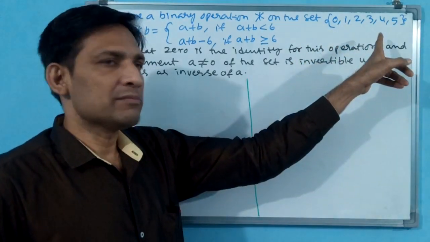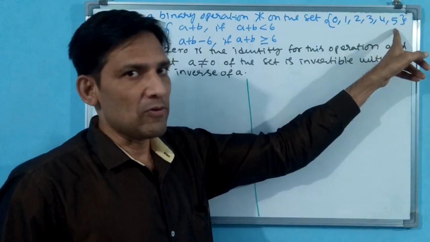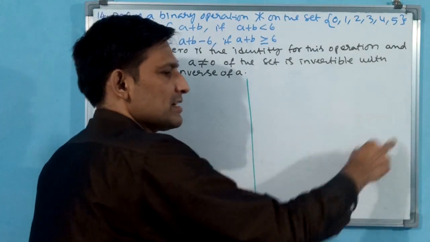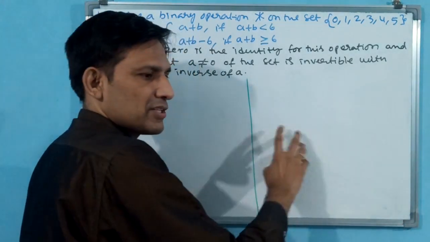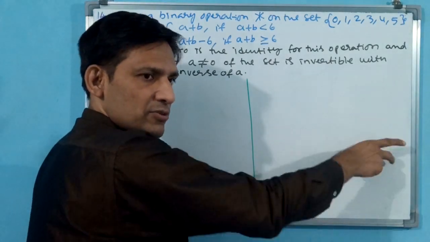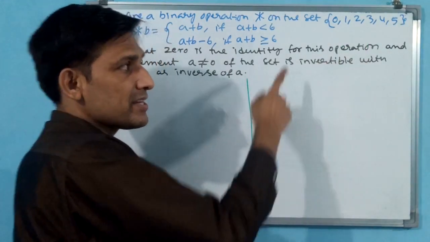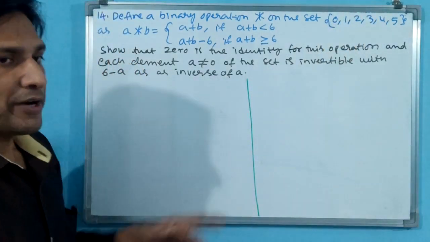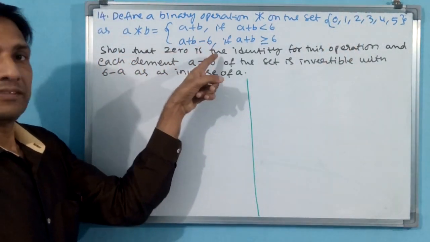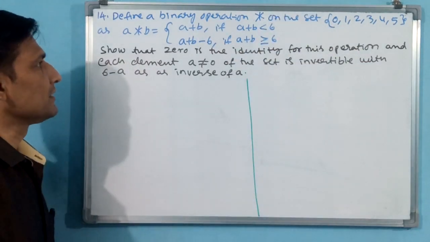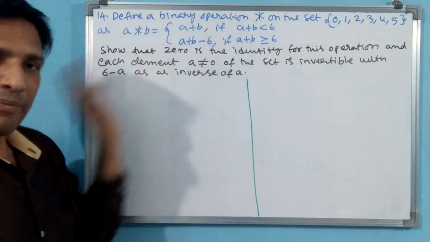Maximum number what will come? 5 plus 5. Why? Because Cartesian, no? A, B you have to take, then we have to keep it in the set after operation. A star, A cross A to A. 5 cross 5 means 5 plus 5, 10 will come. 10 is not there. That is why 10 minus 6 you make. 4 is there. That is why this is a valid binary operation. Okay, this is the operation they have given.